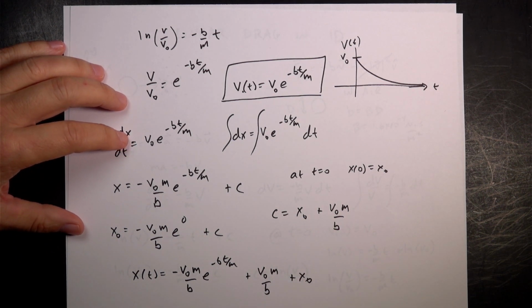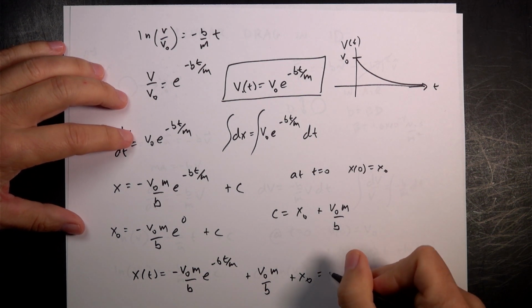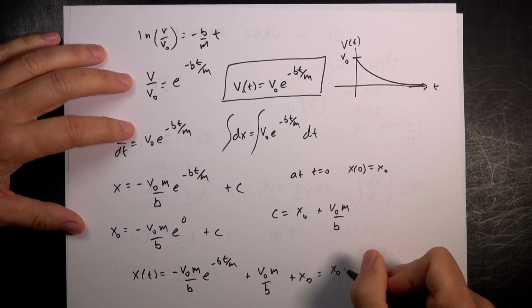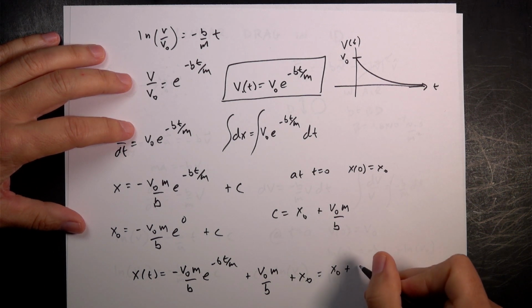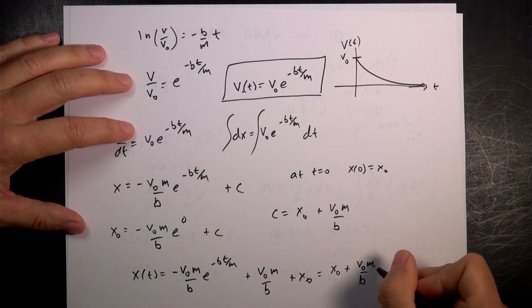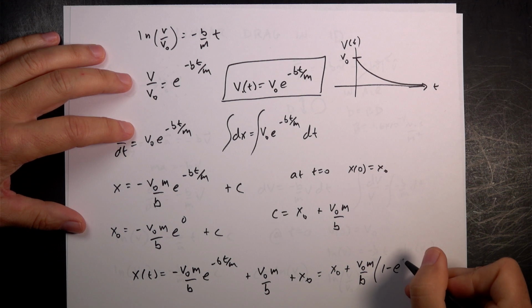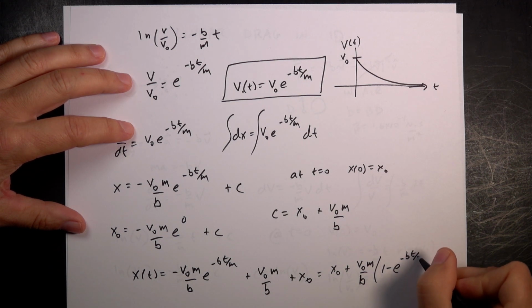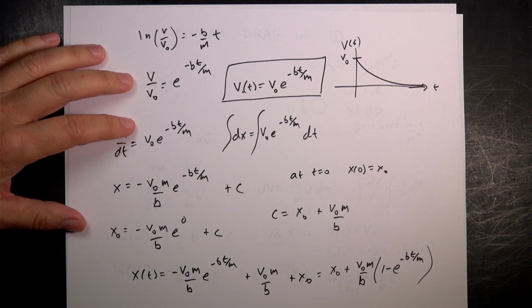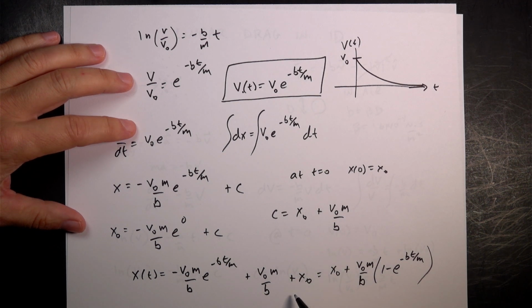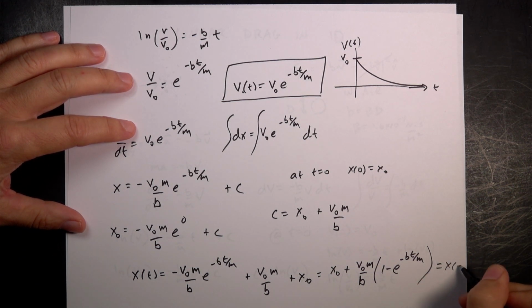And so here, both of these have the same term in there, so I can factor that out. I get x0 plus v0 m over b times 1 minus e to the negative bt over m. And that's x as a function of t.